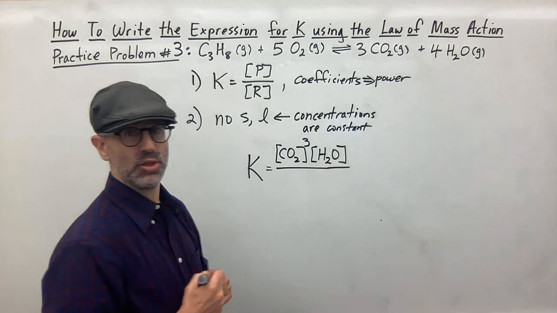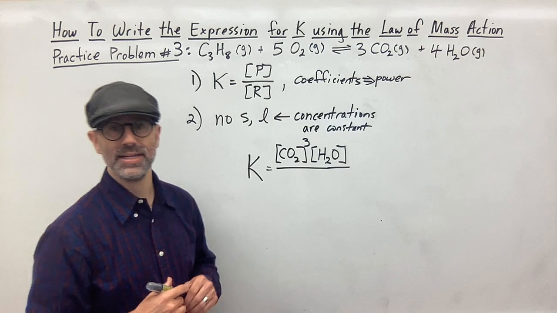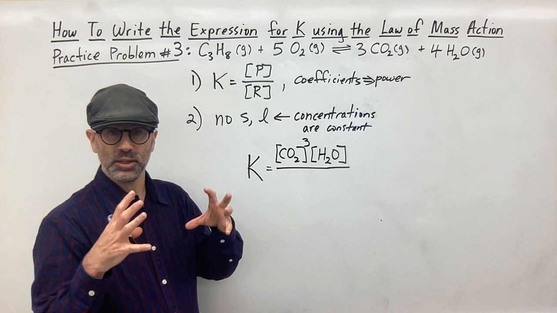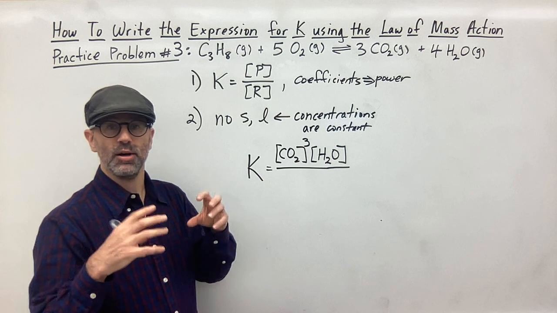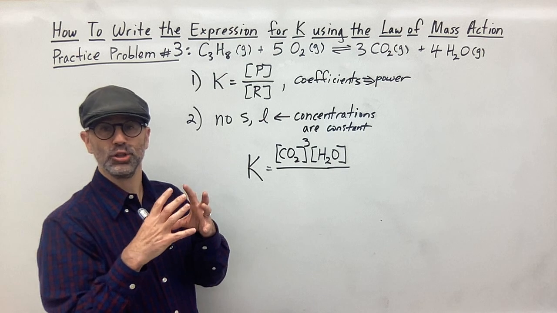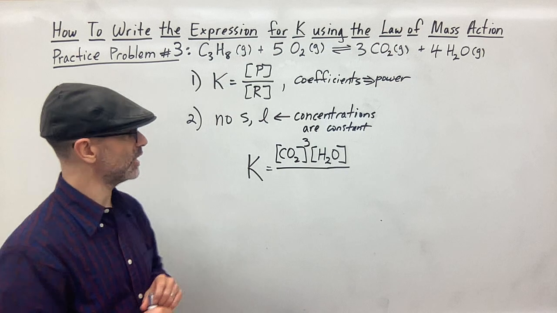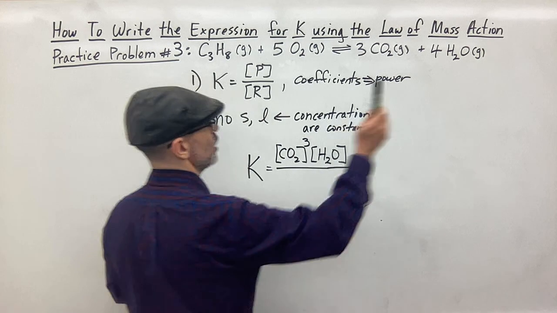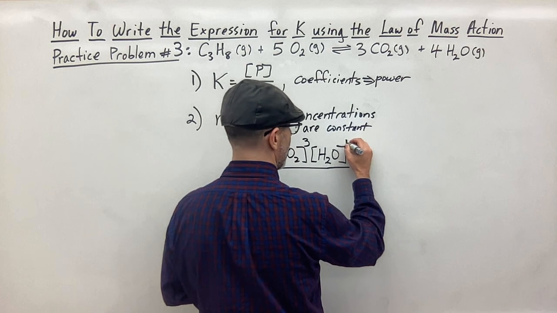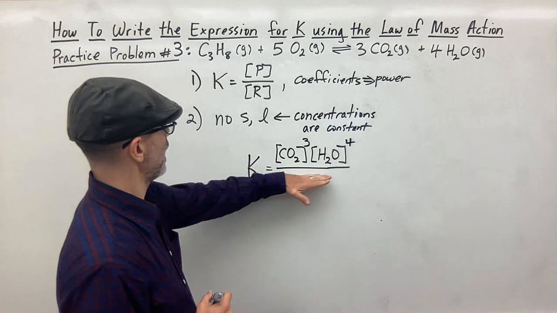Gases can be thought of as having a concentration, right? If you have a balloon with a gas in it, you can change the concentration by squeezing the balloon, making the volume smaller. You're compacting the molecules in closer, so you can think of that as more concentrated in that area. Here we have a coefficient of 4, so we're going to write that as a power of 4. Now we're done with our products. Next, reactants on the bottom.